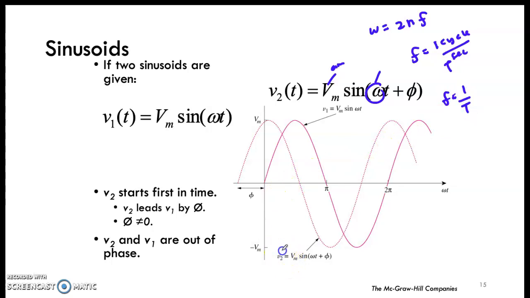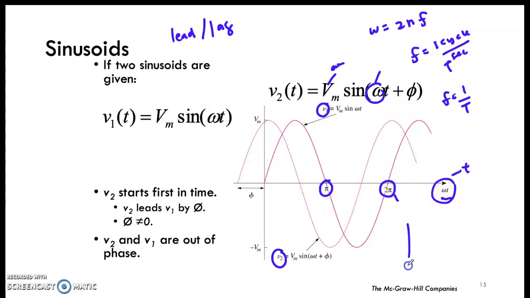So let's say here you have two signals. One is V1, another one is V2. So this is where the concept of lead or lag comes in. How are you going to see which one is lead or lag? You look at the x-axis, that is the time. This is omega, the angular frequency, multiplied by time. It says here pi and 2 pi, right?